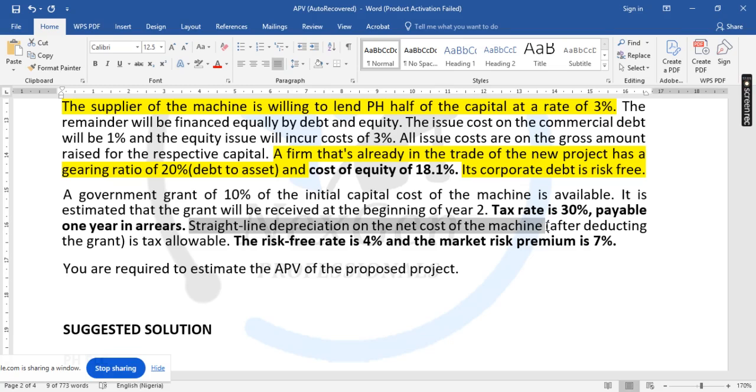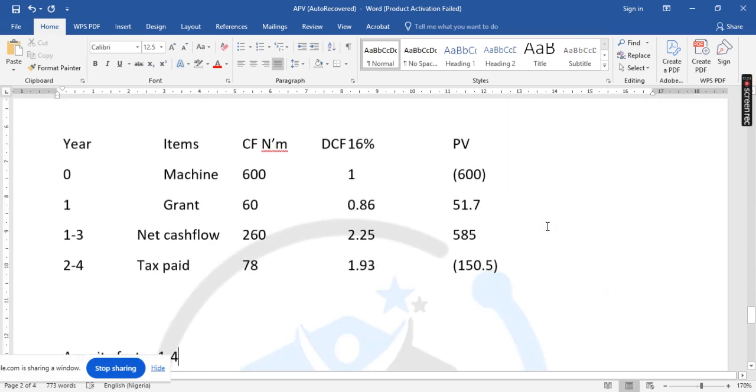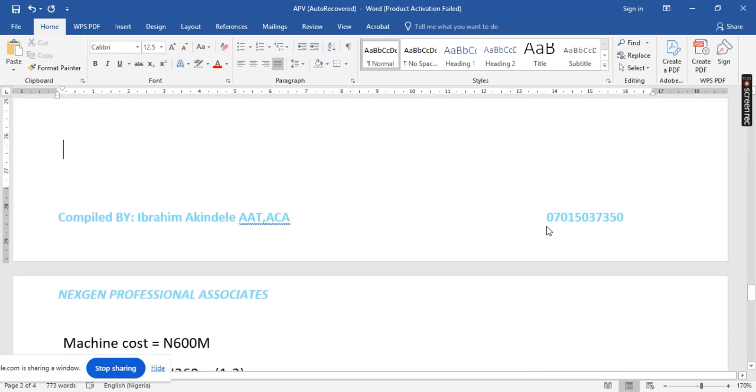And we were told that this depreciation is allowed, which means that depreciation is still a capital allowance because it is tax allowable. Therefore, you need to do a tax savings on it. Do you get that? So you can check. Do you understand?